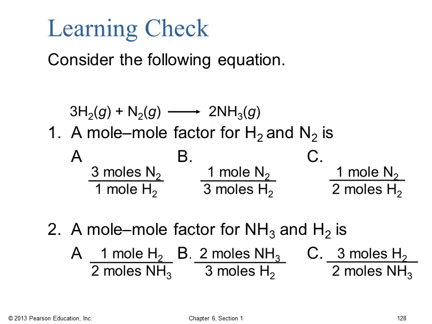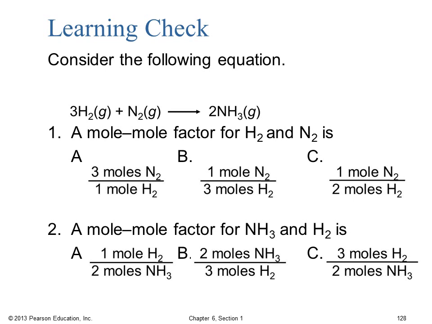So if we have hydrogen reacting with nitrogen to make ammonia, it's asking us to figure out what the mole ratio is, the mole to mole factor. Using that reaction, it says that we need 3 moles of hydrogen for every 1 mole of nitrogen. So if we have 1 mole of nitrogen, we need 3 moles of hydrogen. So our answer is going to be B.